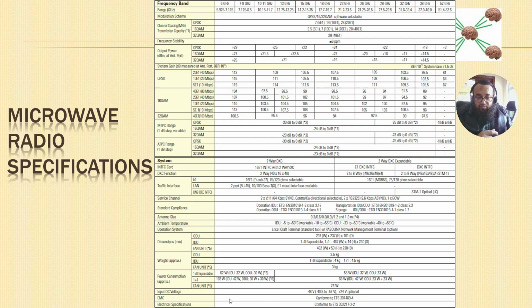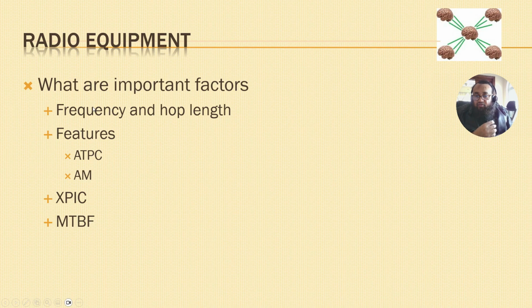And input voltage, EMC, something that I have mentioned here. So we talked about frequency, hop length, features, ATPC, adaptive modulation. Then we have XPIC and MTBF as well, which I just wanted to cover right now. XPIC is the cross polarization interference cancellation. Just like we had XPD or cross polarization on the antenna side, the 30 dB difference in horizontal and vertical, similarly on the IDU we have XPIC ports that we can physically connect, and they cancel some interference of the cross polarization, and they give you additional discrimination.